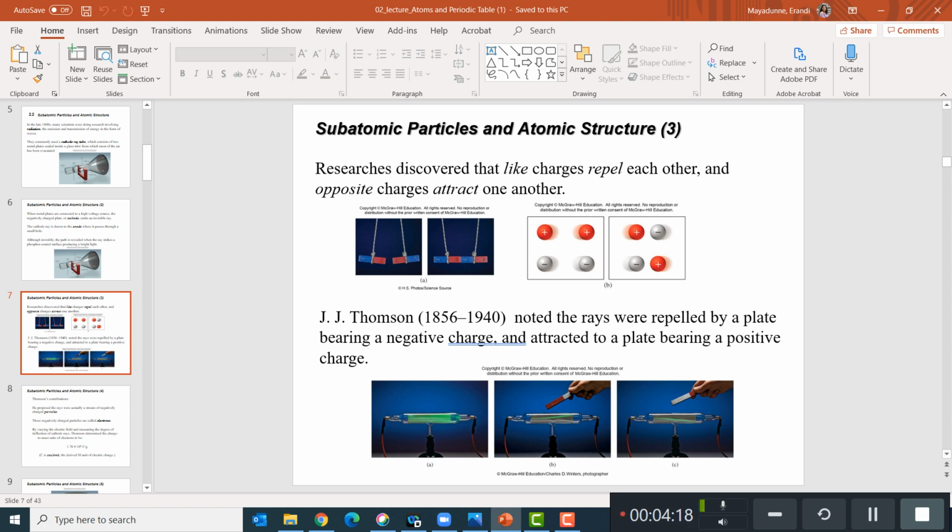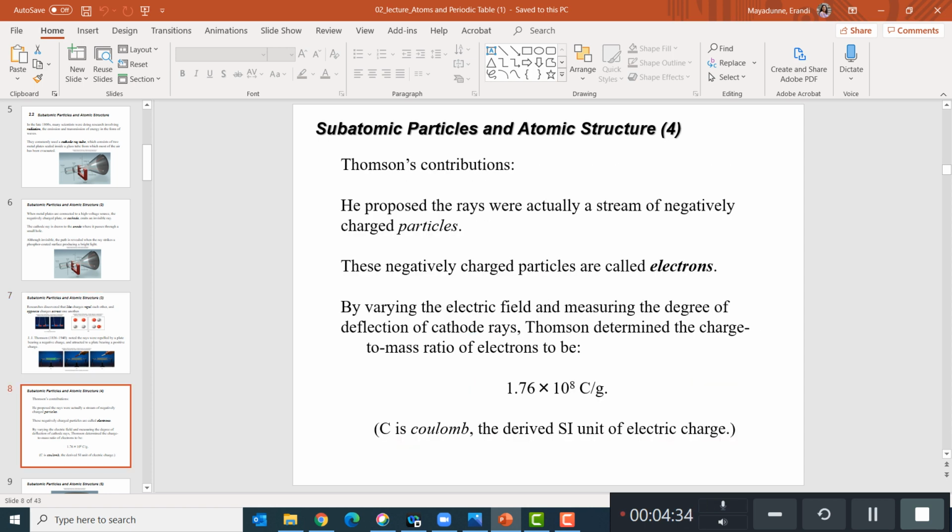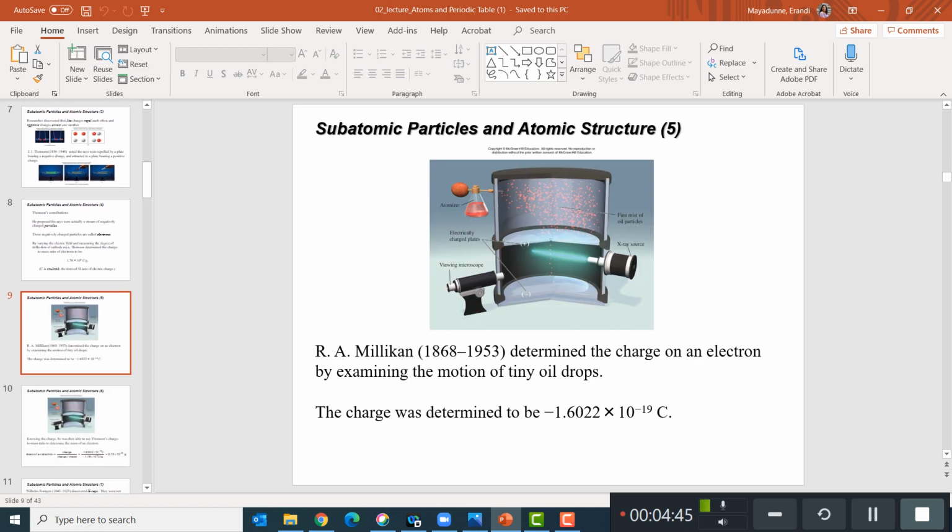And then he put a magnet, the positive end of the magnet, and the particles are attracted to the positive end. That means these electrons are negatively charged. So Thomson's contribution: the negatively charged particles are called electrons, and they're very small, very minute. And then Millikan is another scientist who found the charge of an electron.